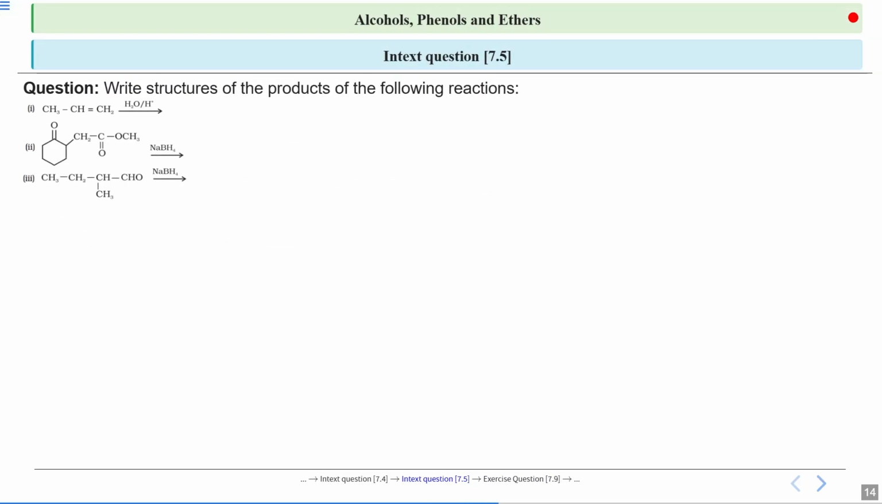Now, let us move to the next question. Write the structures of the products of the following reactions. The reactions are given to you, and you have to write the products of these reactions. Try solving it on your own and then we will discuss. I give you 40 seconds for this question. You solve it and then we will see the solution. So your time starts now.